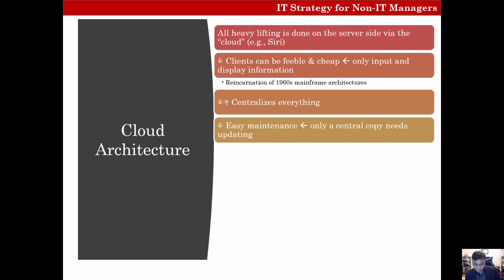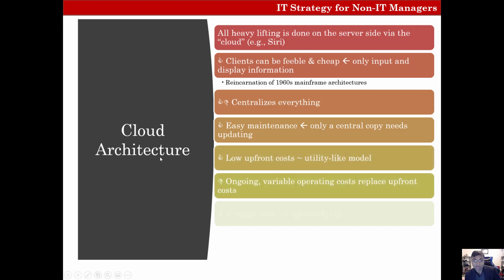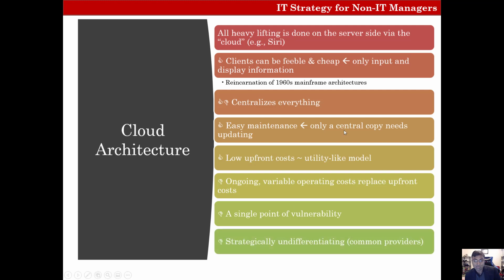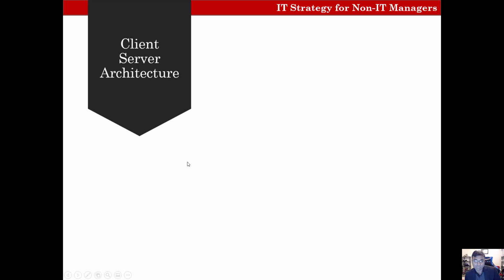But there are two weaknesses. First, a single point of vulnerability. If someone wants to break in, they do not have to break into individual devices, just one central server. Second, it needs strong, reliable internet connectivity, without which the application is useless. And here are the strengths and weaknesses of the cloud architecture.